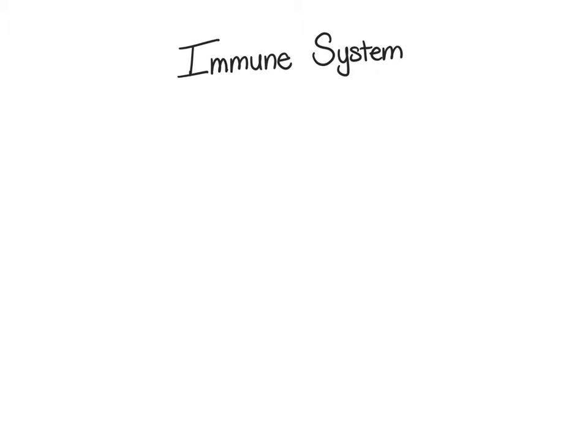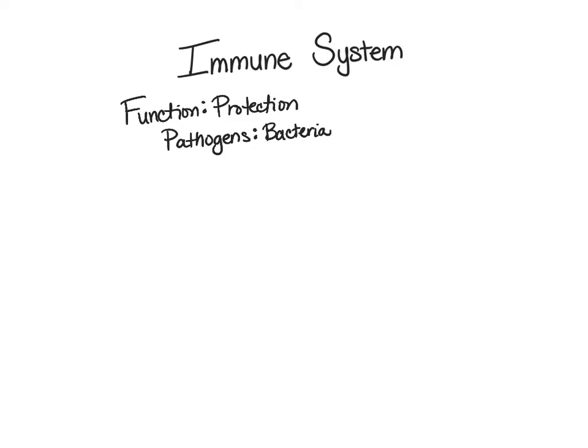So we are going to talk about the immune system now. And the function of the immune system is for protection. So this is protection from different types of pathogens. So for example, bacteria that are pathogenic. So pathogenic meaning causes disease.